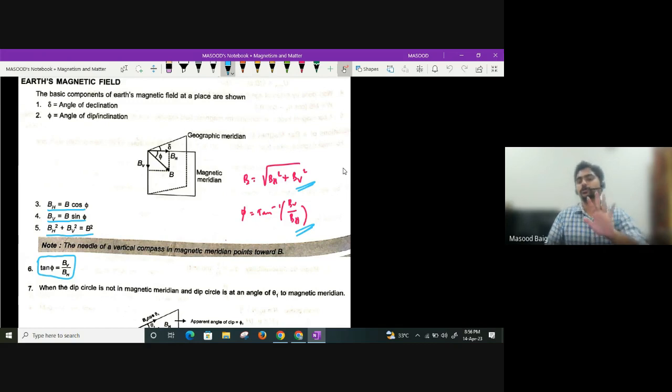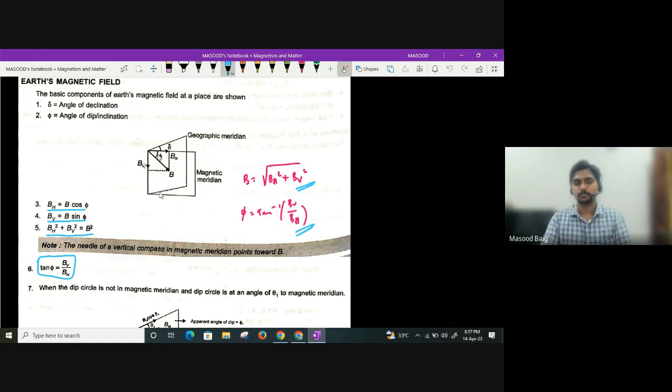Now, we took geographic meridian, we took magnetic meridian, and we got to know that both of them will always be inclined to each other, called as angle of declination. Yes or no? And whenever we take a vertical compass and place it in magnetic meridian, the needle will always point towards this direction. What I've done is I've just resolved this magnetic field into two components, horizontal and vertical. Vertical component of Earth's magnetic field will be the same for magnetic meridian as well as geographic meridian. That is the reason vertical component is not called as element of Earth's magnetic field. What are the elements of Earth's magnetic field, beta? Angle of declination, angle of dip, right?